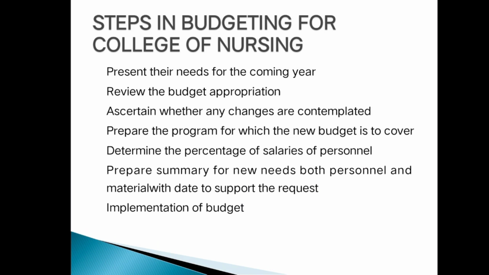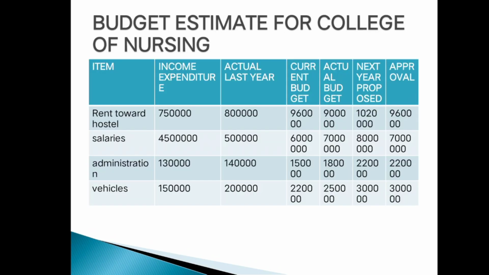Next is to review the budget appropriation. So how much amount is given for each and every program will be approved. Next is to ascertain whether any changes are contemplated. That means if any changes are needed, based on the previous year they will focus on the next academic year, because each and everything is an error and correction method. So based on that we will do the correction for the next academic year. Next, prepare the program which the new budget is to cover. Determine the percentage of salaries of personnel. Next, implementation of the budget. So these are the steps for the College of Nursing.